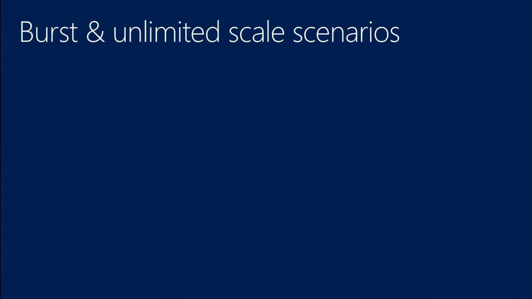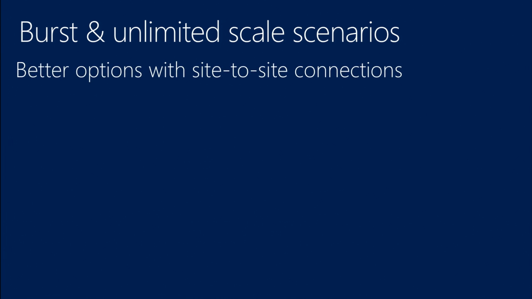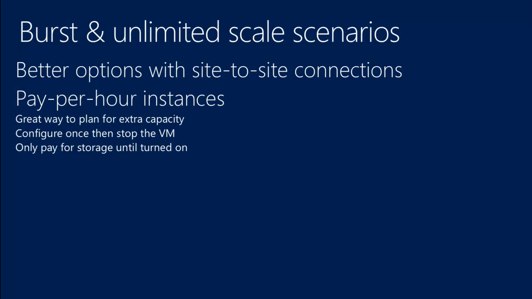The next is the burst and unlimited scale scenario. The options for a burst and unlimited scale scenario definitely get better if we have site-to-site connectivity. That means our Azure environment can connect very well with our on-premise data center. It's just like they're totally connected to each other. We have our pay-per-instance licenses, which I definitely think is a good way to handle our bursting and unlimited scale scenarios. We can add extra capacity when we need it and scale up as we've seen in some of the other scenarios.